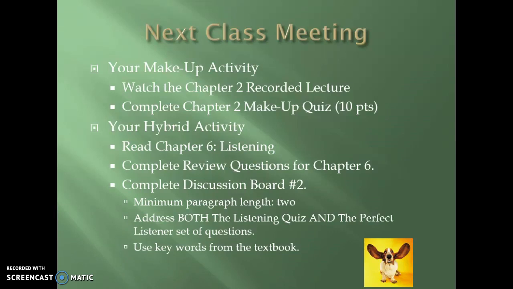So this week, your hybrid activities will include completing that makeup quiz for Chapter 2 and discussion board 2. You will need to write a minimum of 2 paragraphs for this discussion board in which you will address both the listening quiz. So you'll take a quiz to figure out how effective you are as a listener, and then you'll go ahead and describe what are some barriers to listening that you experience. In the second paragraph, you will address the perfect listener, where you will tell me about one person in your life that is an effective listener.